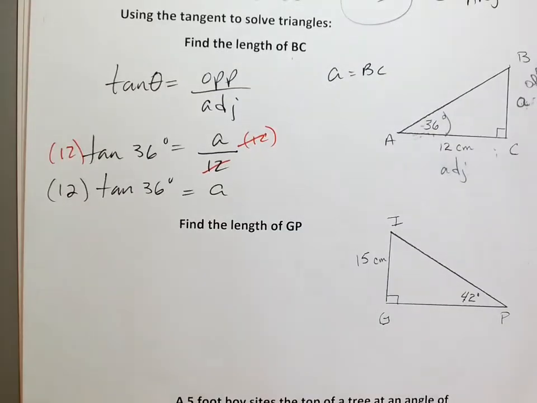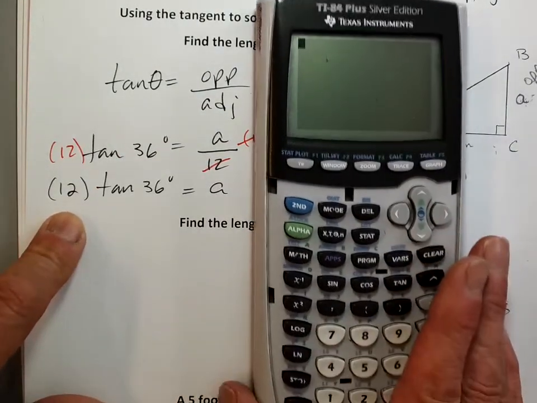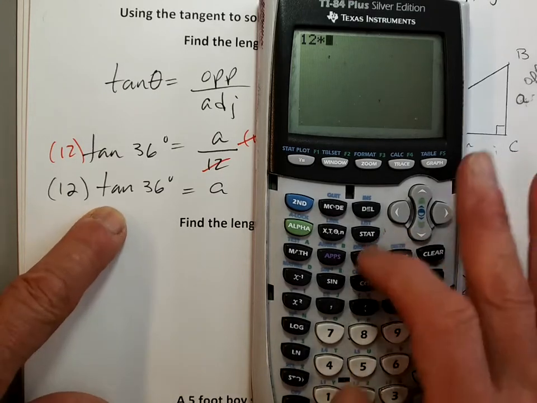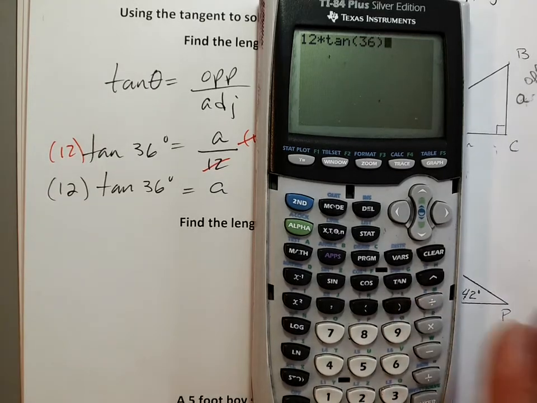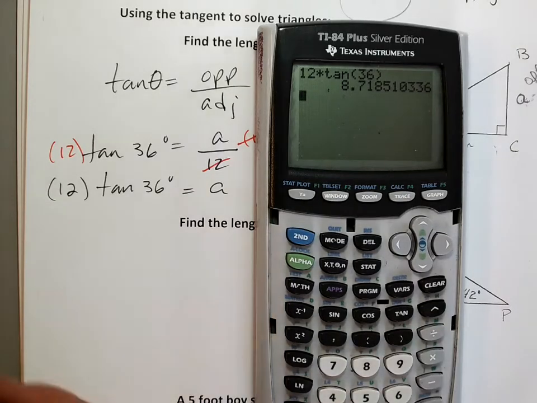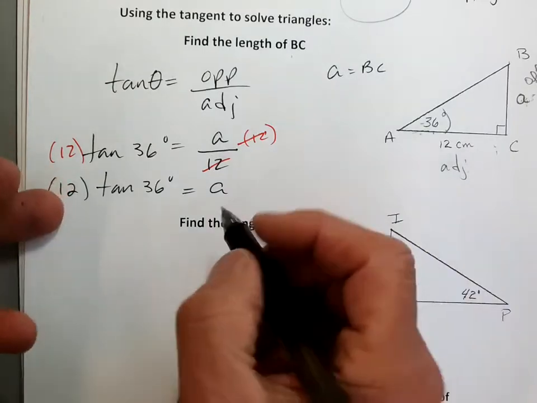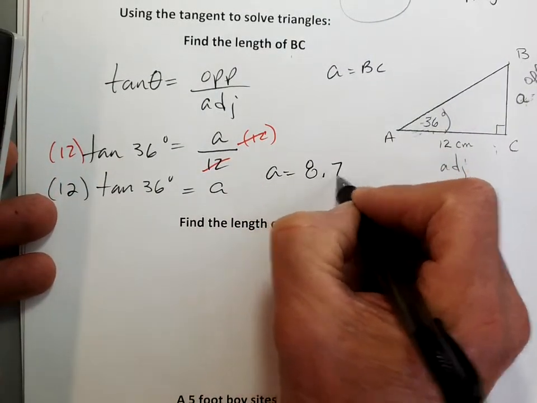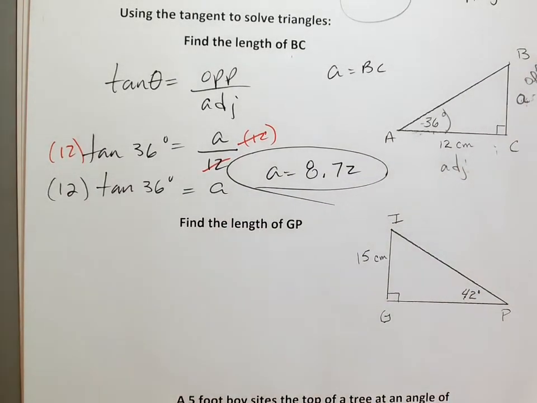Now I need to use my calculator. I'm going to put it in just exactly like that. So watch. I'm going to go 12 times my tangent of 36 degrees. My calculator is going to do the work for me. Hit enter, and I get about 8.7. If you didn't get 8.7, then you better check your mode or how you put it in. BC, or A, is 8.72. We'll round to the nearest hundredth. So we got BC using right triangle trig.